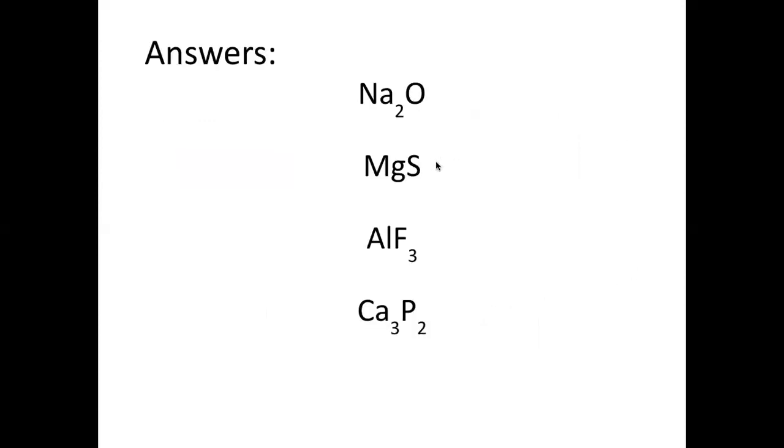So if you took some time, these are what your answers should look like. Once you bring that 1 charge and that 2 charge over, you get sodium oxide, where you have 2 sodium atoms and then 1 oxygen atom. Magnesium sulfide has 1 and 1, and you can continue to do the rest here.